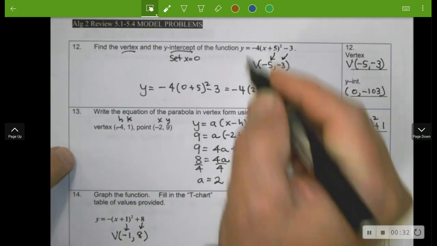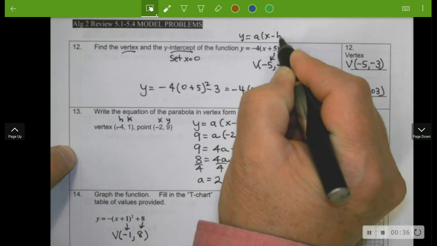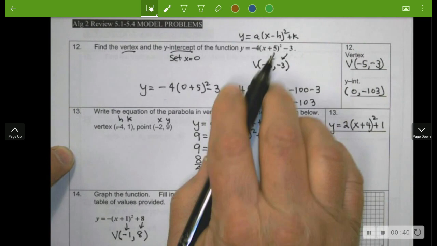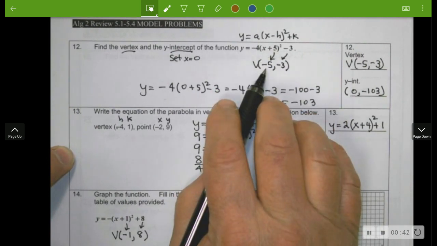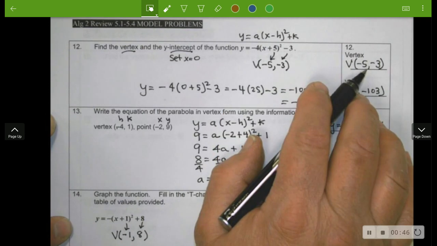And I'll write that out here. It's y equals a(x opposite of h) squared plus k. So you just change the sign of the one that's in the parentheses and you've got your h, and you copy the back one and you've got your vertex.